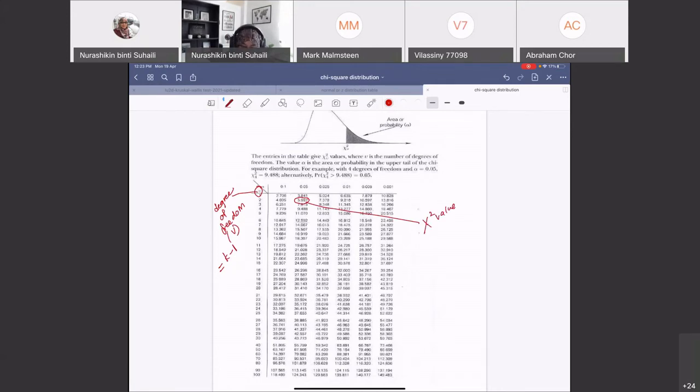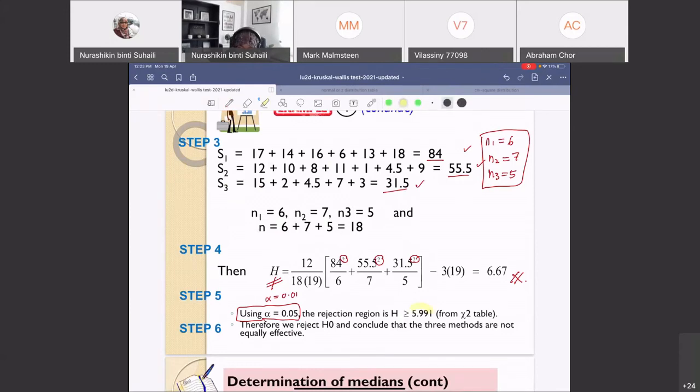Okay, let's go back to the problem. That's how you got the 5.991. Then we compare the H and the chi-square value. This is the one that needs to be compared. Since H is greater than the chi-square, we reject the null hypothesis. This is based on the decision rule. Go back to the slides before: the rule of decision is to reject the null if H is greater than the chi-square. Reject the null means you accept the alternative, and it means there should be a difference in the three methods, at least in one of the methods.